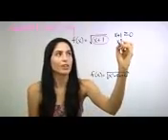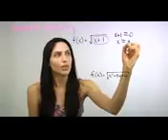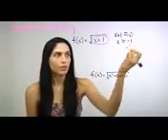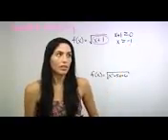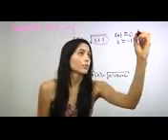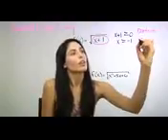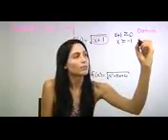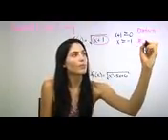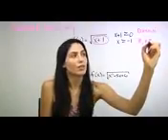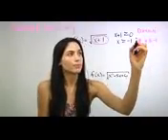And you get the restriction x is greater than or equal to -1. So your domain would be all real numbers x greater than or equal to -1.